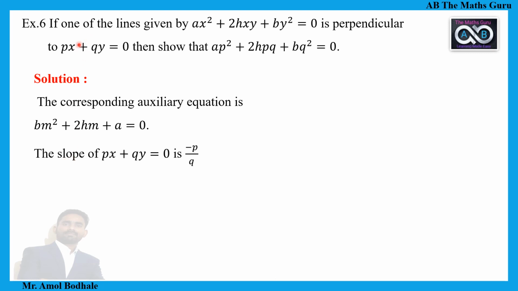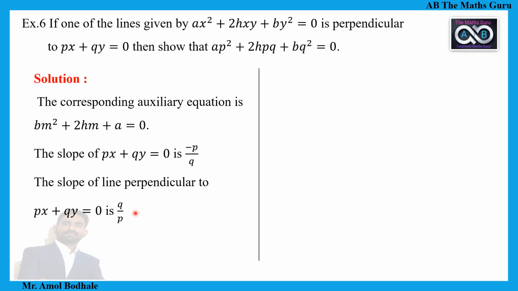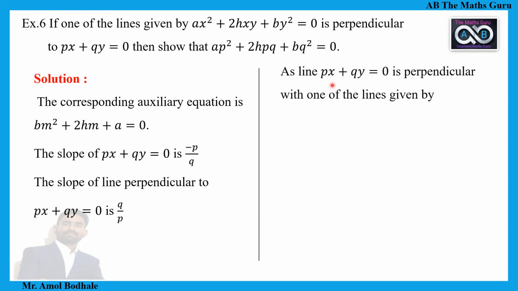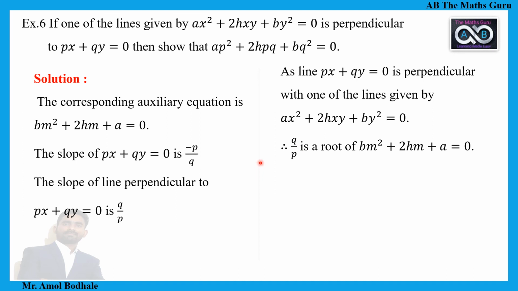The slope of the given line px plus qy is the coefficient of x upon the coefficient of y with a negative sign, which is minus p upon q. Now the slope of the line perpendicular to the given px plus qy is the negative reciprocal of this, which is q upon p. Here, as the line px plus qy is perpendicular to one of the lines given by ax square plus 2hxy plus by square equal to 0, the slope of the perpendicular line, which is q upon p, must be a root of the auxiliary equation.